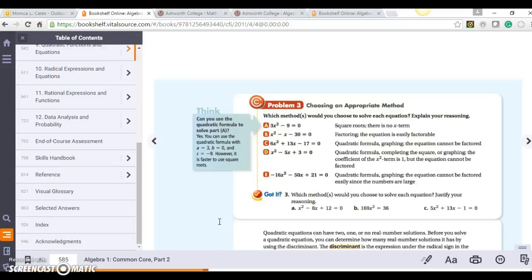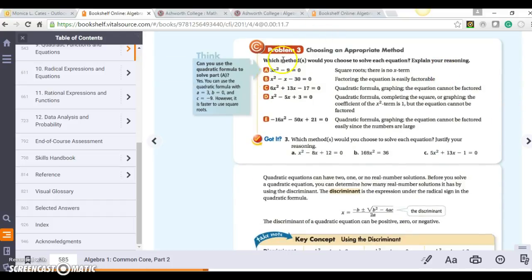Alright, we're looking at problem 3, and we've learned a lot about quadratic formulas and different ways to solve trinomials. So we're going to look at whether we're choosing the appropriate method. Which method would you choose to solve each equation? Explain your reasoning. The first one: 3x squared minus 9 equals 0.